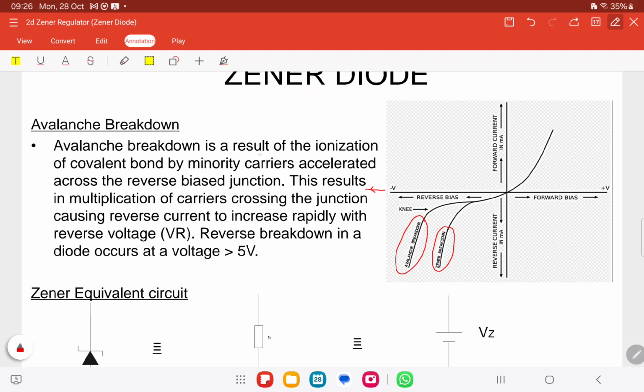Okay, this is process dia lah when in the doping process. Ionizations of the covalent bond by minority carrier crossing the junction. Reverse breakdown in the diode occur at a voltage more than 5. Maksudnya kalau kat sini 5, kat sini is lagi besar lah, negatif. Sebab negatif forward bias, reverse bias kan. So it is negative value.